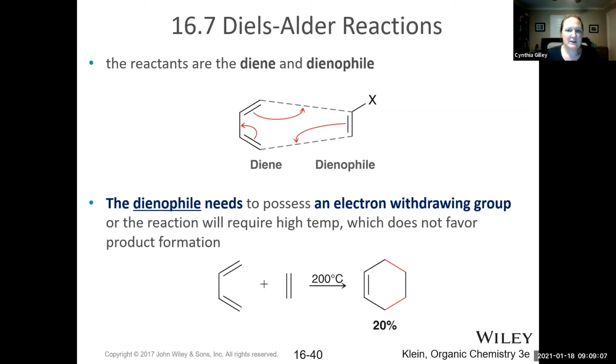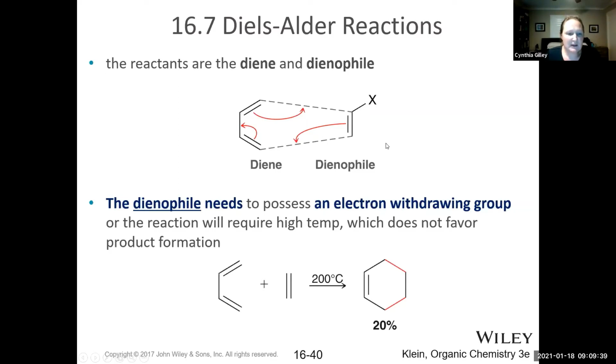So in terms of the Diels-Alder reaction, we have some terminology to be aware of. The reactants are what we call the diene and the dienophile. The diene refers to the conjugated diene, and it's typically the electron-rich component in the reaction. And the dienophile is typically the electron-poor component in the reaction, and only one part of this, or the one alkene, is reacting to form the ring.